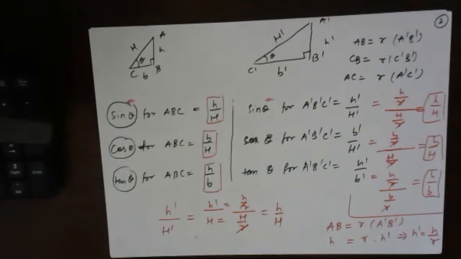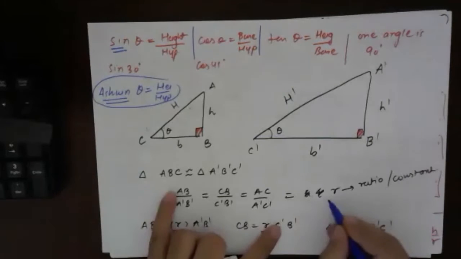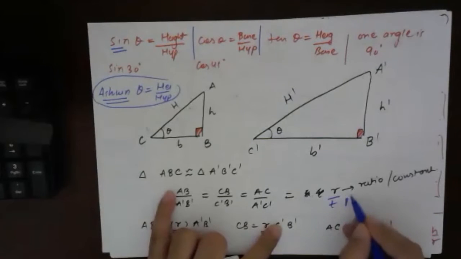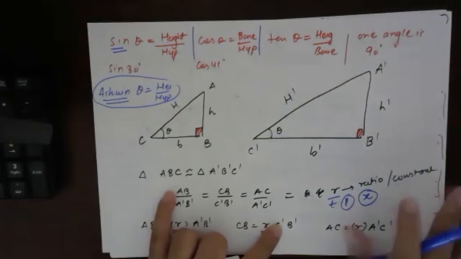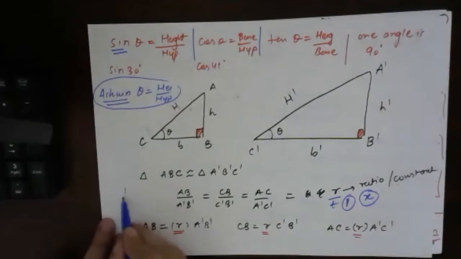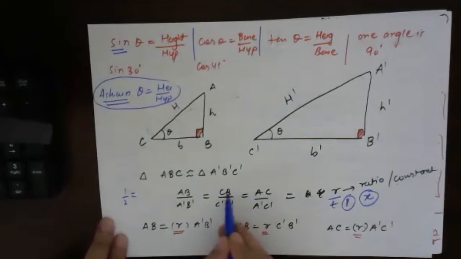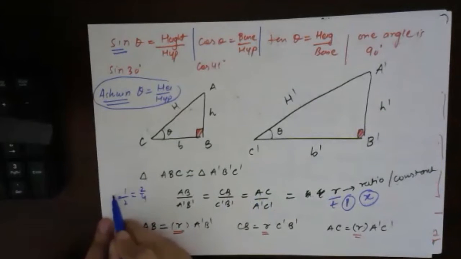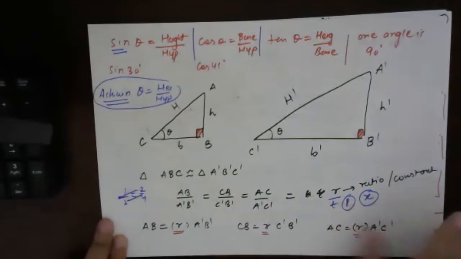R is a ratio, but R is a constant. I do not know the value of R. Randomly, I have taken this as R. You can take this as P, or you can take this as X. This is just a constant, just a ratio. Like 1/2. Suppose this came out to be 2/4, so it is the constant ratio 1/2. That is what R is.